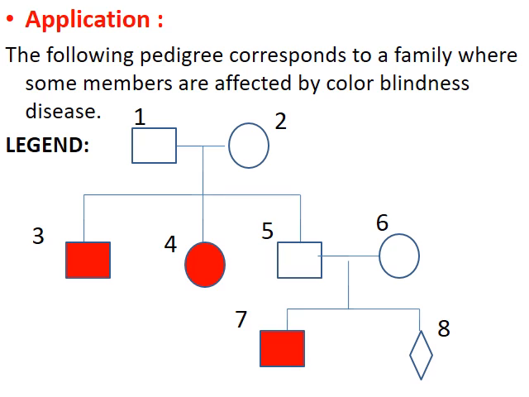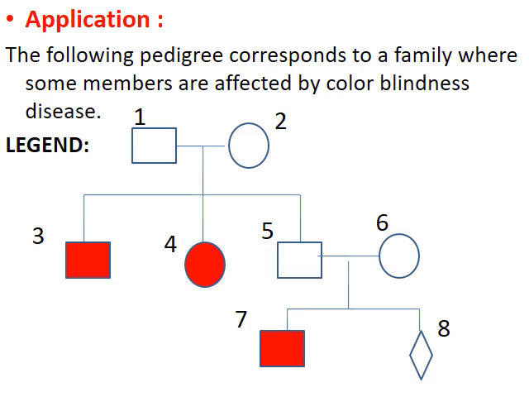Let's move to another application. The following pedigree corresponds to a family where some members are affected by the color blindness disease. This is the pedigree. Individuals 1 and 2 marry and they gave birth to 3, 4, and 5. Individuals 3 and 4 are affected, meaning that the allele coding for the disease is masked in the parents. That's why it appears in the offspring, meaning that 1 and 2 are normal and the allele coding for the disease is recessive with respect to the normal dominant allele.